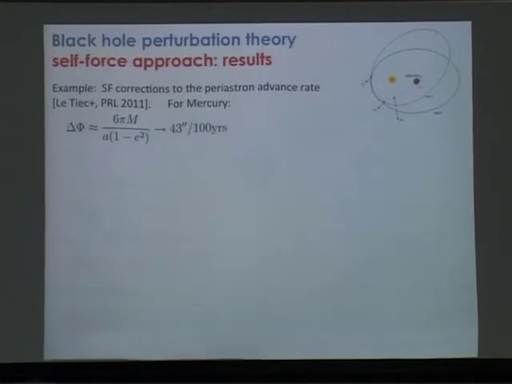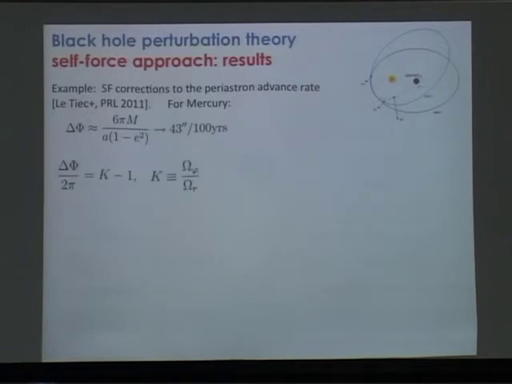Okay, so one of the interesting results which was computed is the correction to the periastron advance rate. Recall, this is the formula that Einstein computed, essentially, which gives you this 43 arc seconds every century for Mercury's periastron shift. And we can express this periastron advance rate, the change in angle per orbit, in terms of this quantity k, which is just the ratio of the radial orbital frequency and the azimuthal orbital frequency.